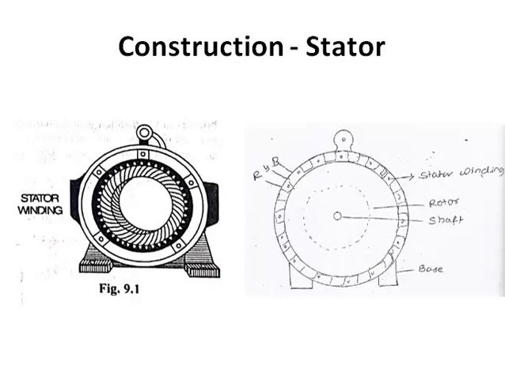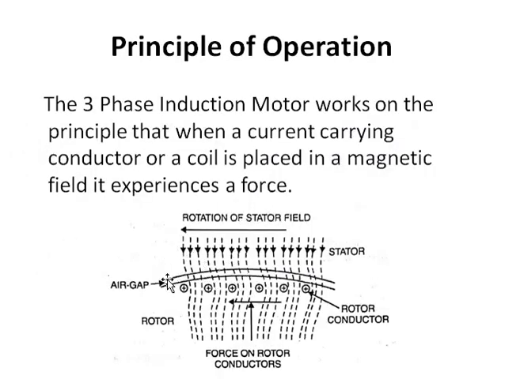The same figure I had here is the representation. You can see the air gap. This is the stator part on the top, and this is the rotor part, and we have the rotor conductors. Whenever we give a three-phase supply to the three-phase stator winding, it creates a rotating magnetic field. You can see the rotation of the stator field. This magnetic field will be rotating, and these conductors will cut this magnetic flux, and that is how EMF is induced. Since they are in a closed circuit, current will flow through those conductors.